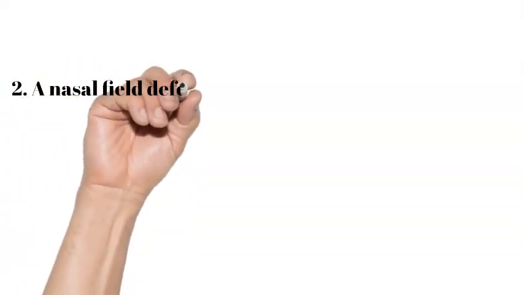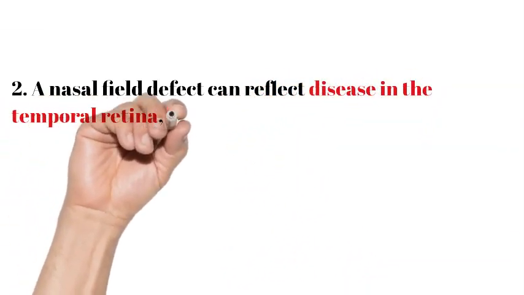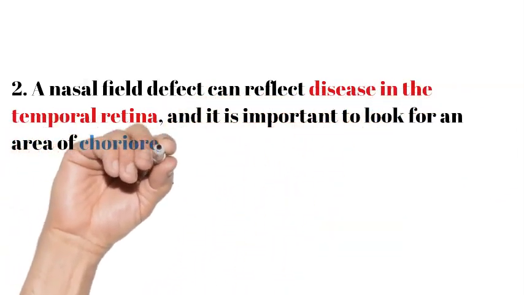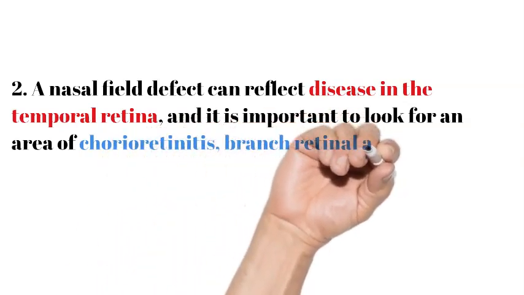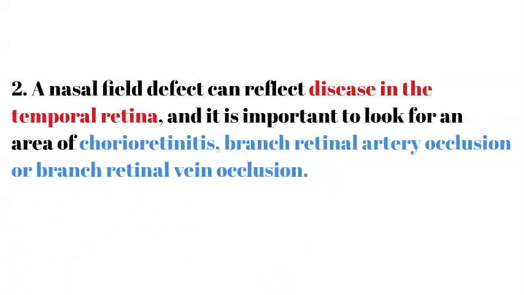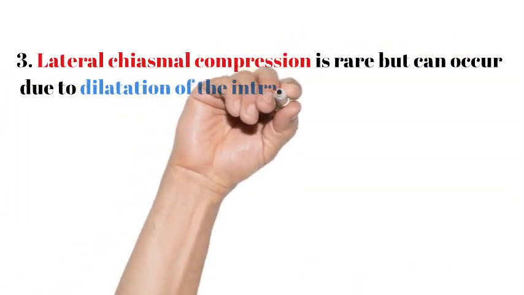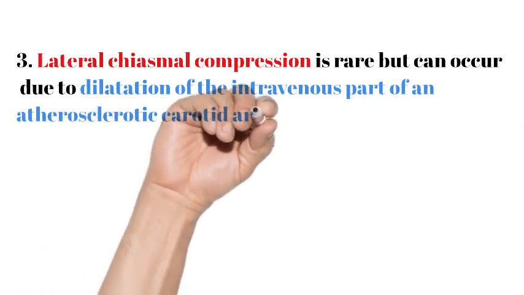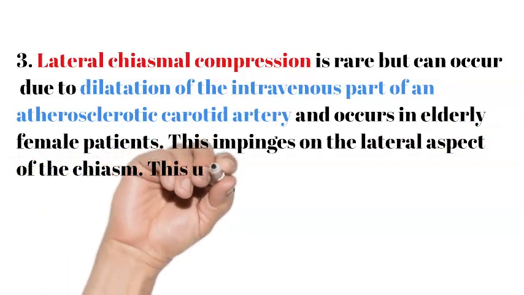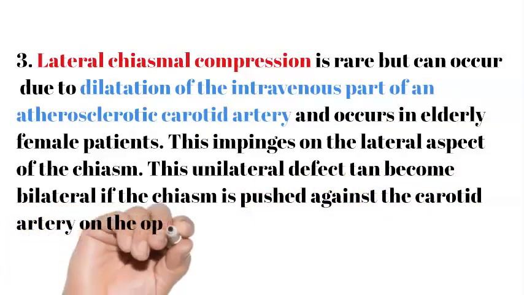A nasal field defect can reflect disease in the temporal retina, and it is important to look for an area of chorioretinitis, branch retinal artery occlusion, or branch retinal vein occlusion. Lateral chiasmal compression is rare, but can occur due to dilatation of the intracavernous part of an atherosclerotic carotid artery, and occurs in elderly female patients. This impinges on the lateral aspect of the chiasm. This unilateral defect can become bilateral if the chiasm is pushed against the carotid artery on the opposite side.